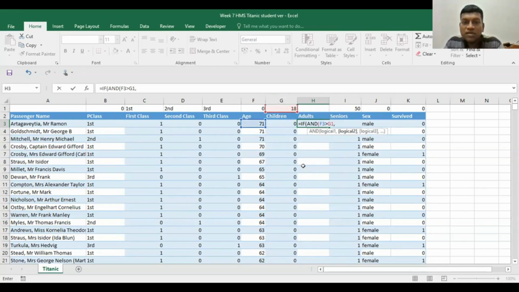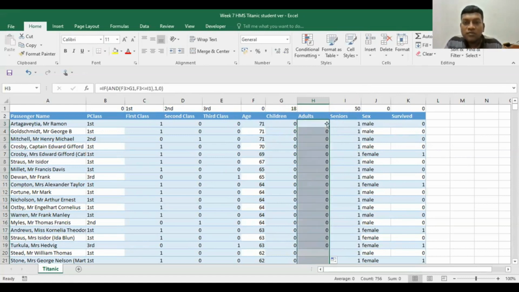Logical 2, that is F3 less than or equal to 50. Then 1, else 0. Okay. Let me copy this down.